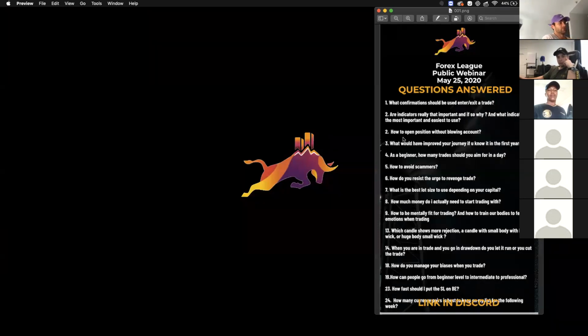Basically, to open a position without blowing the account, use the position size calculator. I'll drop it in the chat really quickly. Boom. Also, buddy, I'm going to recommend an app. You want to use this app as well.